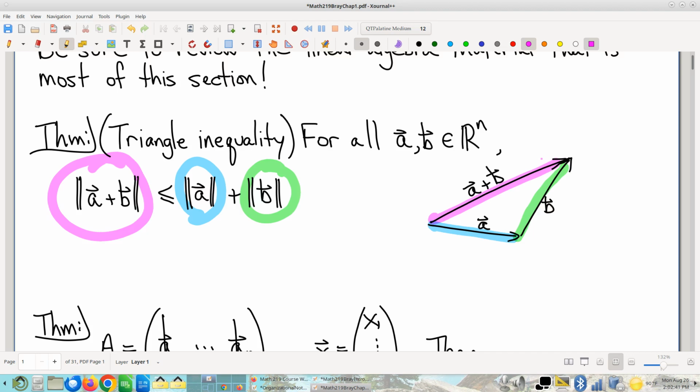Well, of course it is. I mean, look at these two points. The shortest distance between two points is a straight line, right? That's an old satisfying result. And therefore this purple distance, being the straight line, is the shortest distance. Thus, the triangle inequality. Pretty easy to buy, I think. Okay. All right.